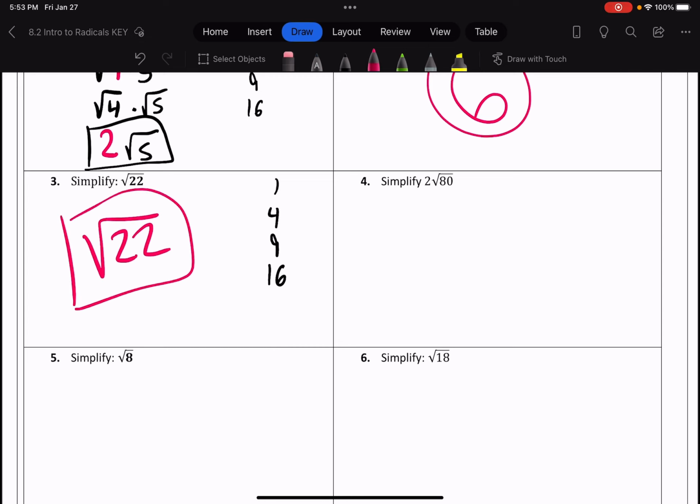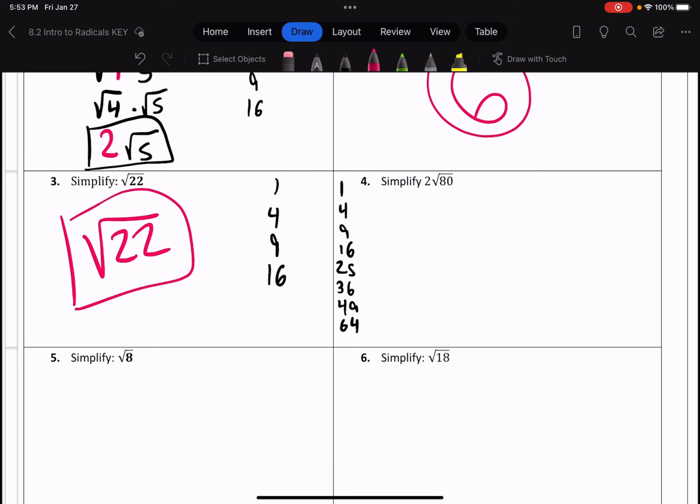That leads us to 2 square root of 80. Now, I'm going to show you guys how to do this 2 different ways. We could go through the way of, all right, let's find our largest perfect squares here. So I've got 1, 4, 9, 16, 25, 36, 49, and then 64. And then after 64, that gets us to 81. So everything bigger than that would not be a factor anyways.